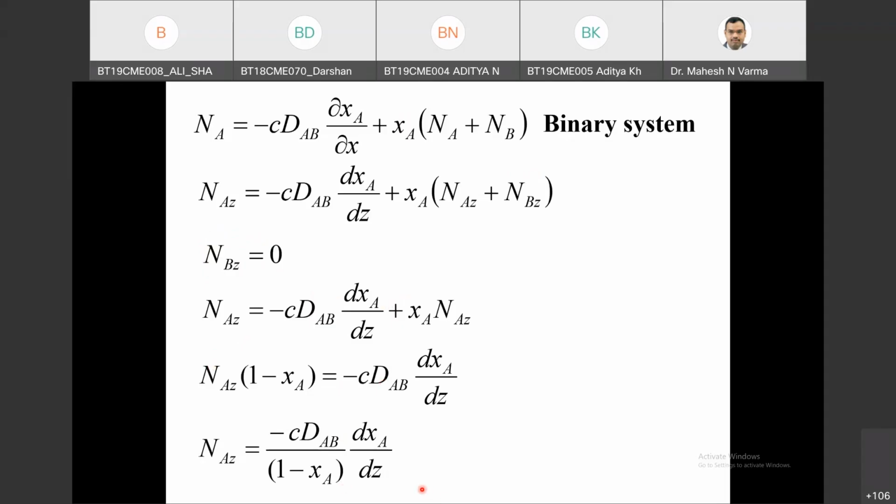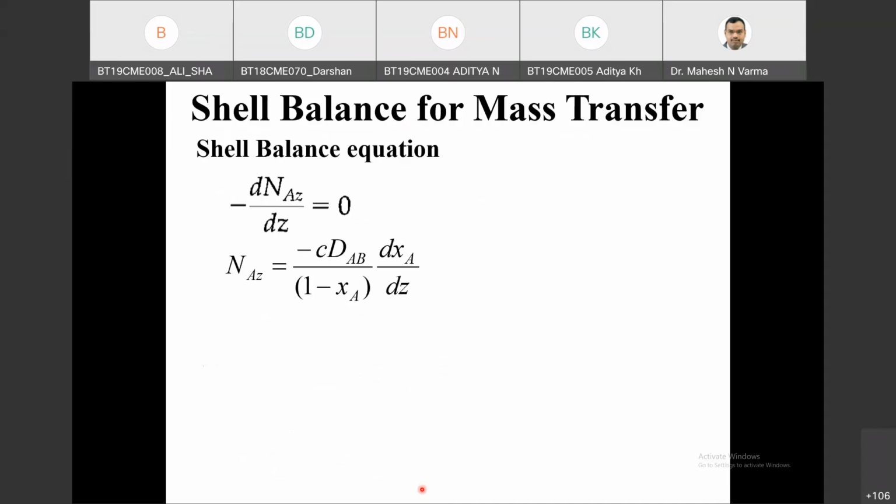Now substituting this definition of NAZ and integrating the equation. Integrate this equation twice and use the two boundary conditions. You will be getting a concentration profile. Very simple. What are the two boundary conditions available with you?